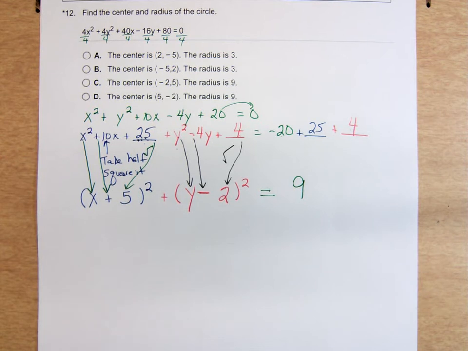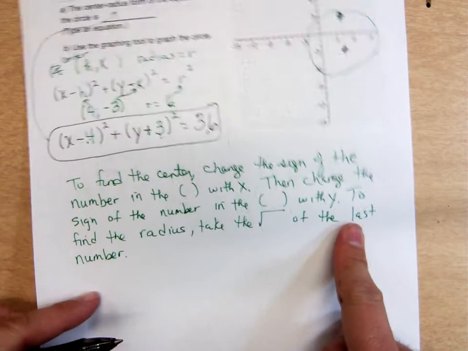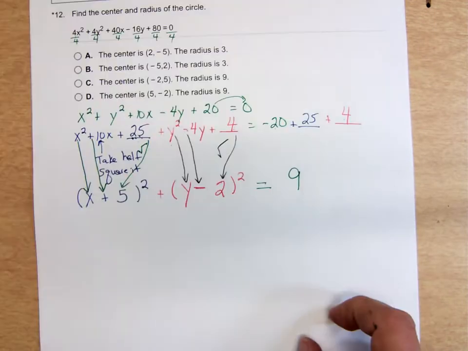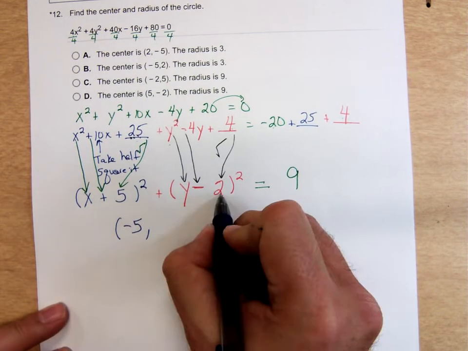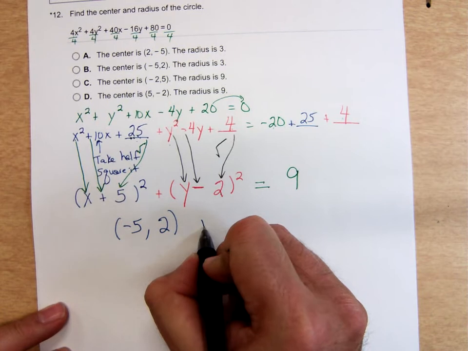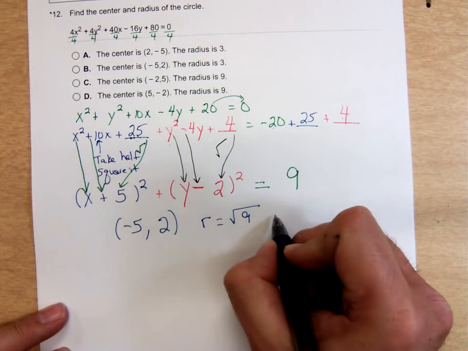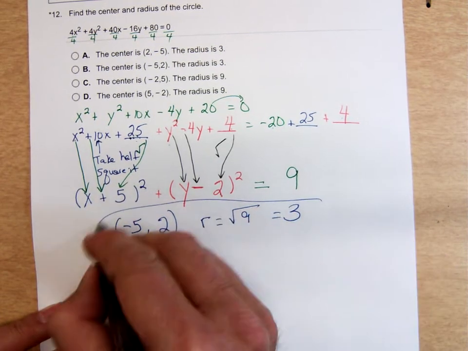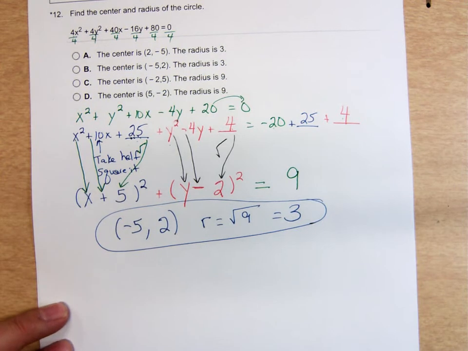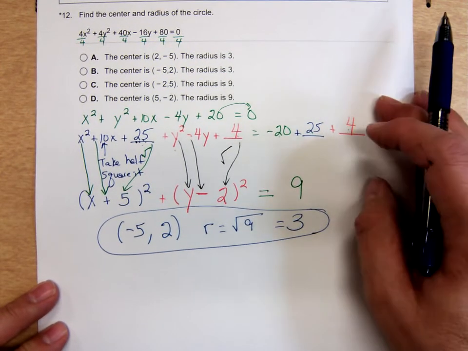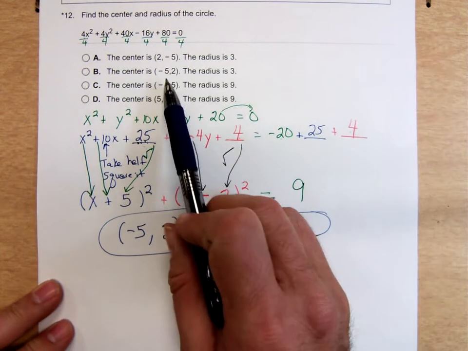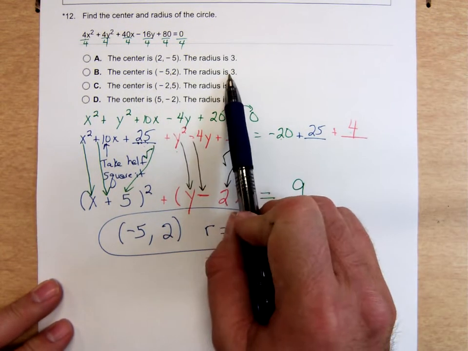So now that we have it in this form with the parentheses, can we do the change the sign, square root? Yeah. So let's see, what's that center going to be? Change the sign, square root. Oh, this is one of those multiple choice where you got to look real closely. Let's see. They all sort of look alike at first. Is it going to be B, negative 5, positive 2, 3?